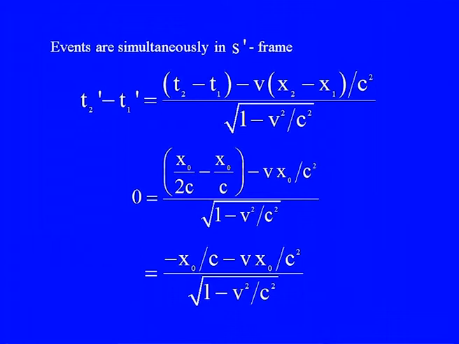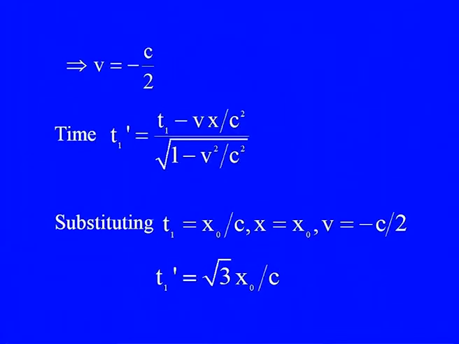So we immediately get the left hand side to be 0, of course, and we can immediately find what v is, and you see that v is actually minus c by 2. Okay. So how do you find the time in the prime frame?